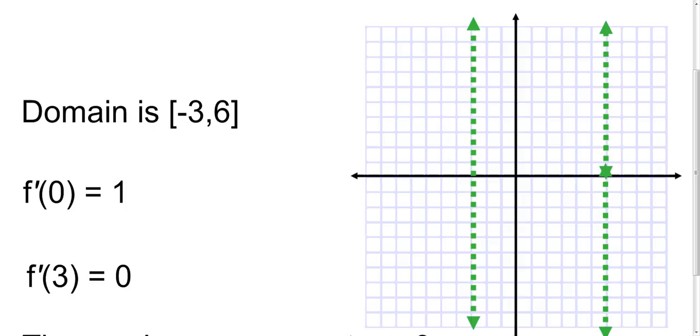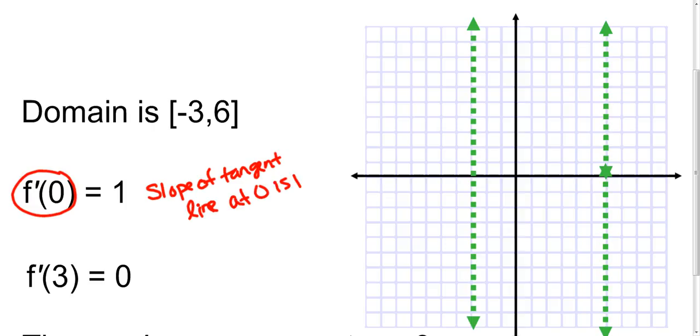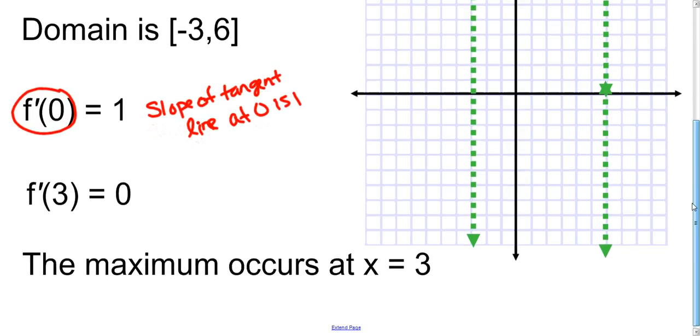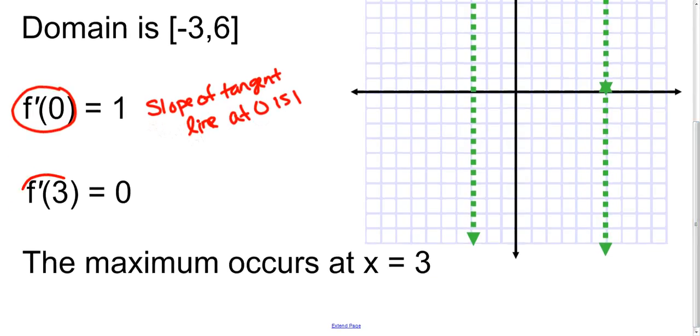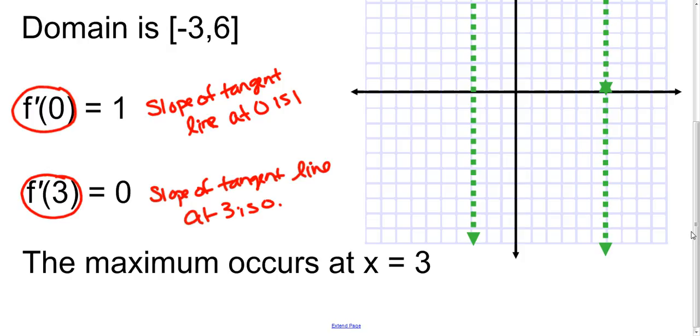Okay, so it's limited to those things. All right. What this is telling me here is that my derivative at 0 is 1. So that means the slope of the tangent line at 0 is 1. Okay. The next thing, the derivative at 3 is 0. So that means that the slope of the tangent line at 3 is 0. So that means your tangent line has to be a horizontal line.